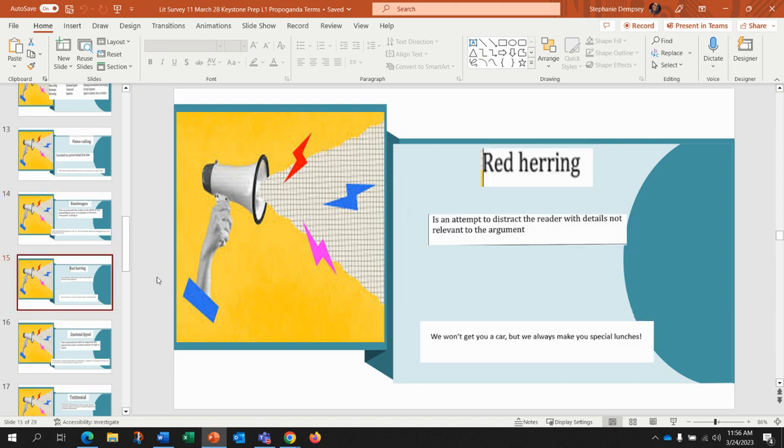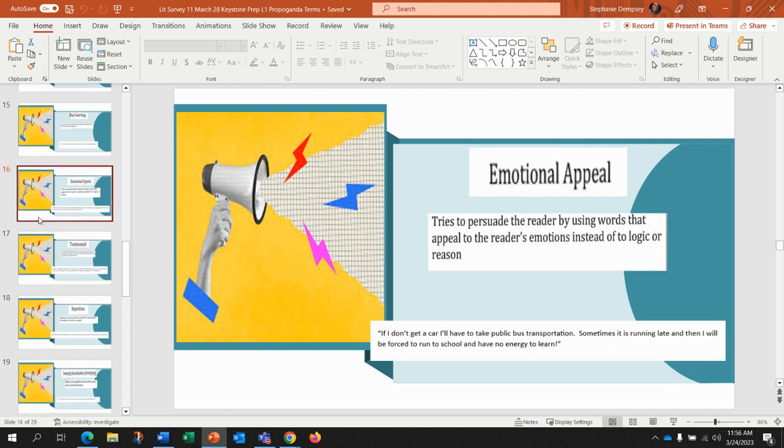We have red herring, and this is an attempt to distract the reader with details that are not relevant to the argument. So, we won't get you a car, but we always make you special lunches. If you had asked a parent or guardian to get you a car, they're going to kind of deflect to distract you and talk about all of the other wonderful things that they do for you. They make you a PB&J with a little smiley face in it. They do other great things, and they'll distract you from what's actually at hand.